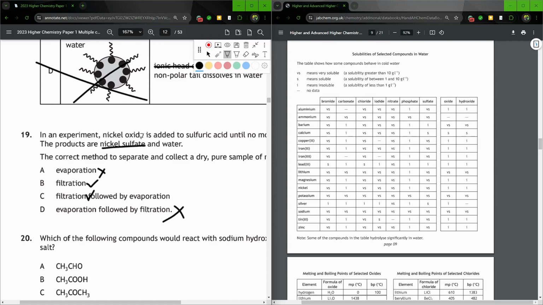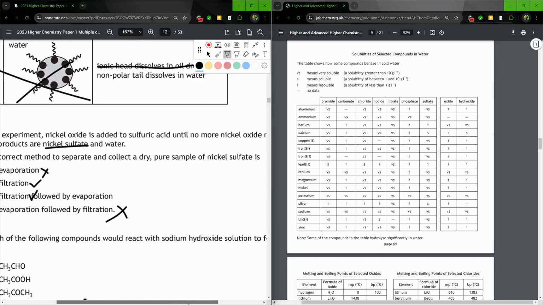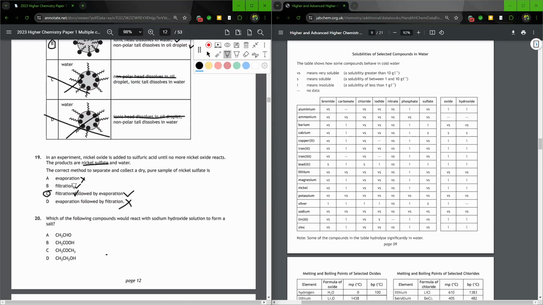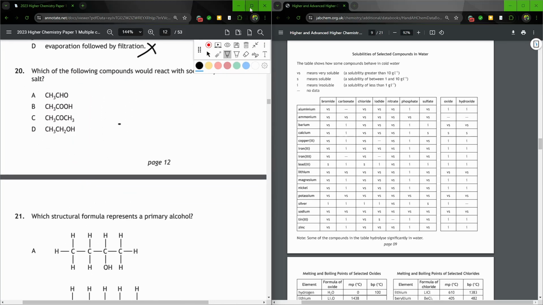But the products are nickel sulfate and water. If you look at nickel sulfate, it is very soluble, so it's going to be dissolved in the water of this reaction. That means the only way to get rid of the water and just get the solutes, we're going to have to evaporate it. So it's going to be filtration followed by evaporation, or C. Right, move on to number 20.